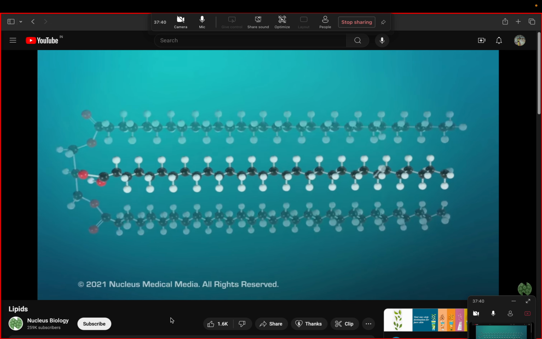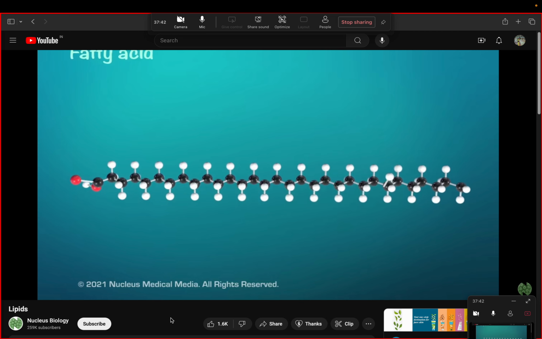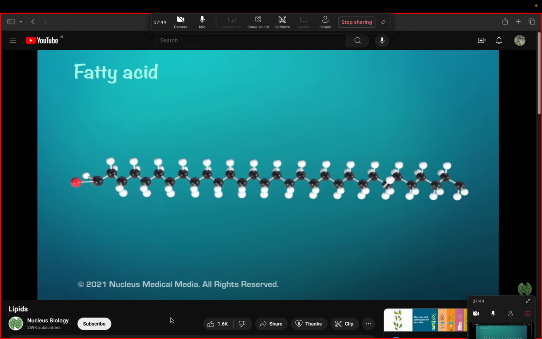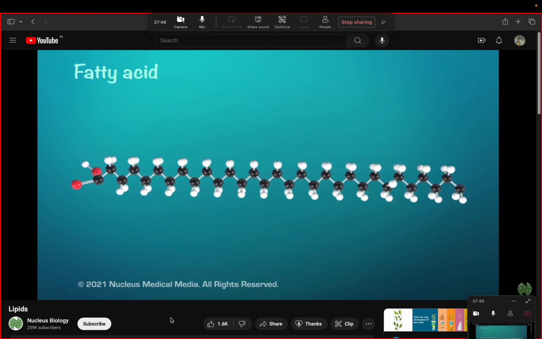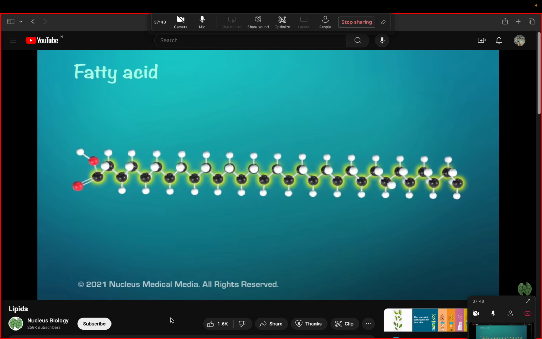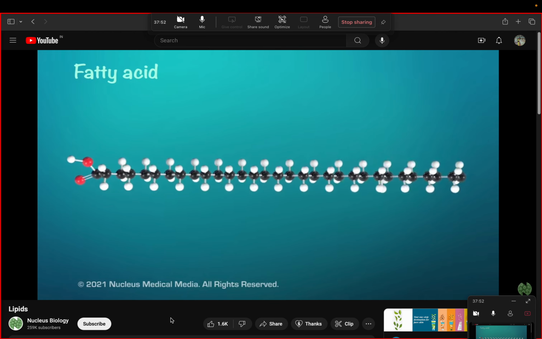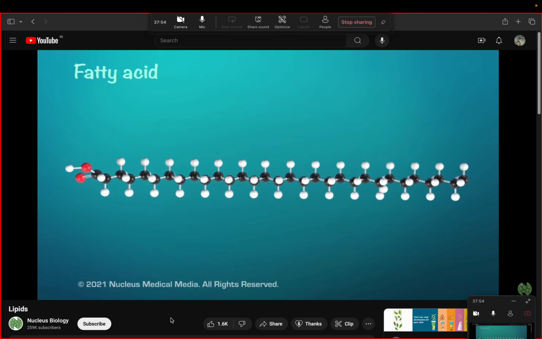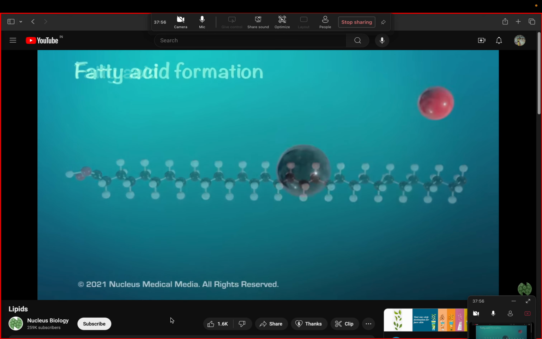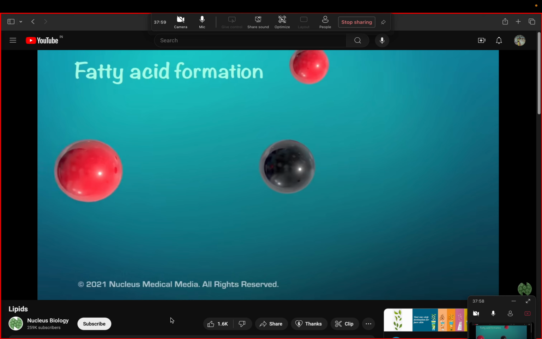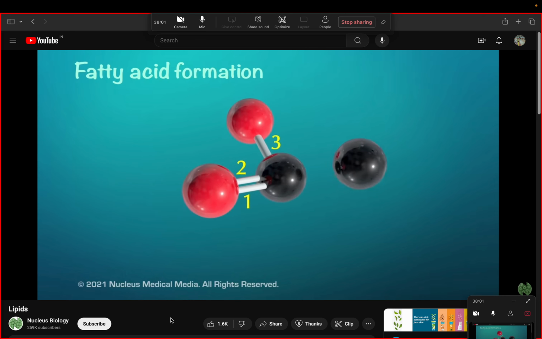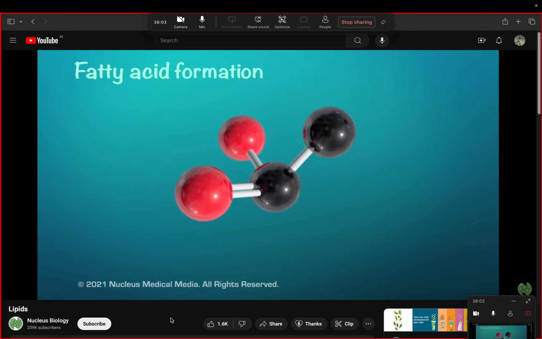In lipids, the typical monomer is something called a fatty acid. A fatty acid contains a chain of carbon atoms attached to each other. Hydrogen atoms are also attached to these carbon atoms. You may recall that carbon can form up to 4 covalent bonds with other atoms.